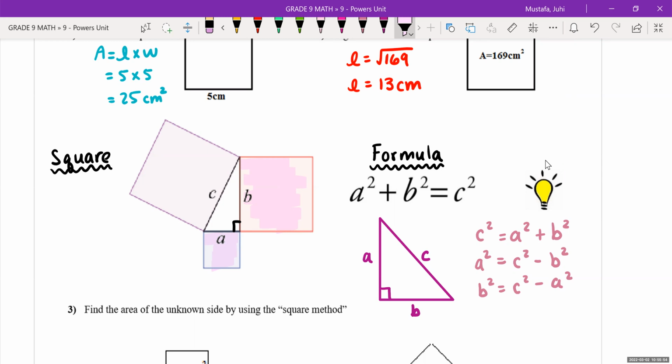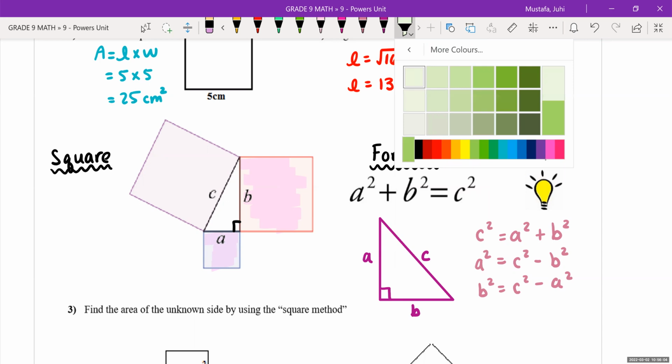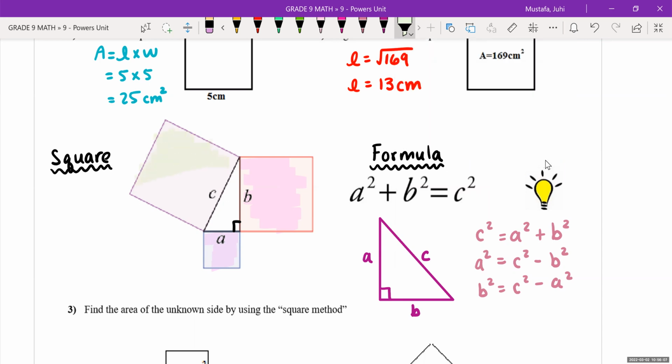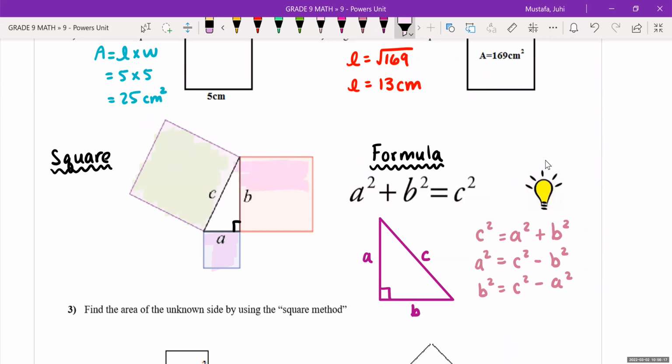And the rule is, if you take the area of two of the small squares and add them up, it's actually going to give you the area of this larger square over here. Okay, I'll repeat that again. If you take the area of two of the smaller squares, so the ones that I've highlighted in pink, and you add them up, it's going to give you the area of the larger square, which I've highlighted in green. It might seem confusing, but let's go ahead and try a couple of questions to show us how this works.